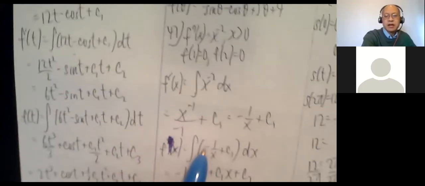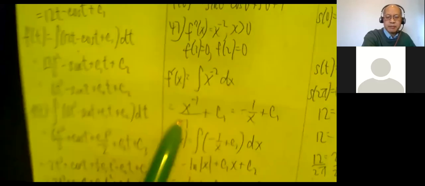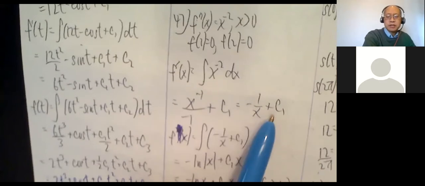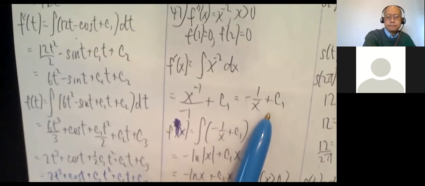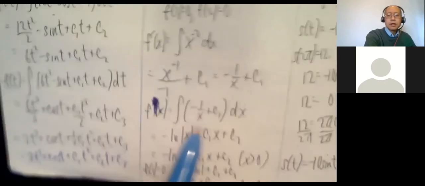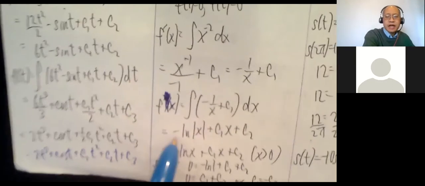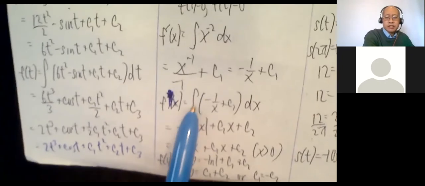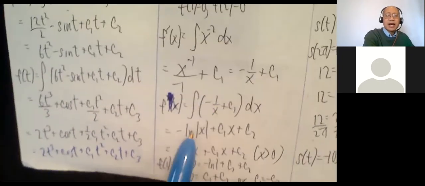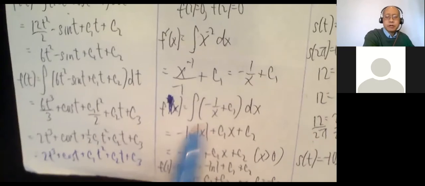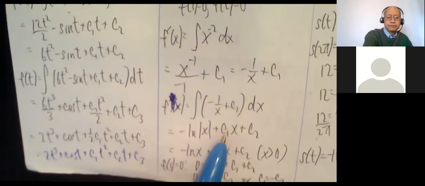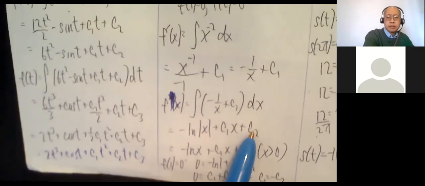Integrate again. I messed up here. That should say f of x. I think I put a prime at first. Okay, so f of x is the integral of this, negative 1 over x plus c1. All right, so the integral of negative 1 over x is negative ln absolute value of x. Okay, so at least at the beginning, I start off with this. Okay, the integral of 1 over x, remember, is ln absolute value of x. And what's the integral of c1? c1x plus c2, another constant.